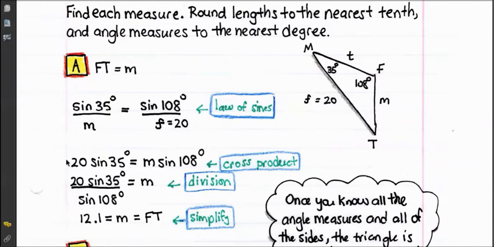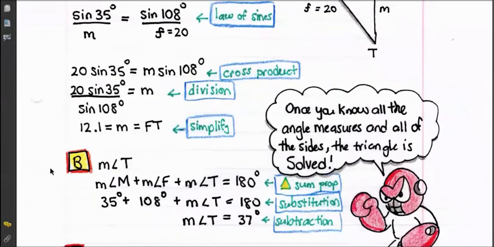Now we do our cross multiplication. 20 times the sine of 35 degrees is equal to m times the sine of 108 degrees. Divide both sides by the sine of 108 degrees. And so 20 sine 35 degrees divided by sine 108 is approximately 12.1. And now I know m, which means I know side FT.